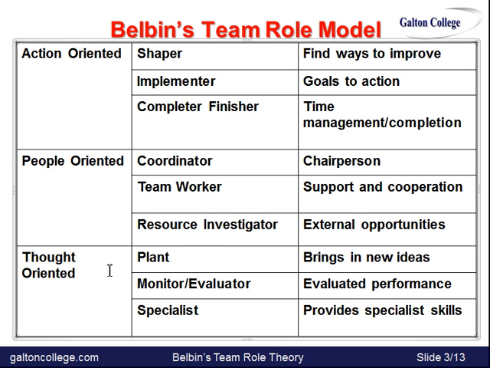And then we go to the thought orientated. The plant, for example, brings in new ideas. The plant is the person who brings in the new ideas. The monitor evaluator evaluates performance, and a specialist provides the specialist skills, for example, accountancy or legal advice or engineering advice about particular things.